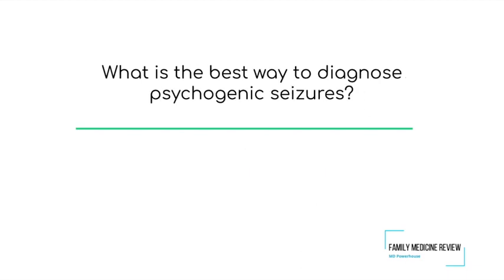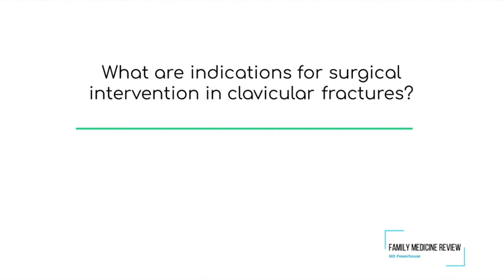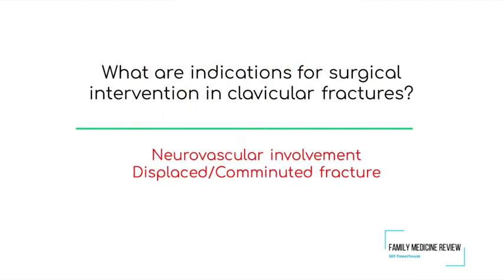What is the best way to diagnose psychogenic seizures? Video EEG monitoring. What are indications for surgical intervention in clavicular fractures? Neurovascular involvement or a displaced fracture. So if they don't have these, then typically it's non-operative management with like the figure 8 cast. But if they do have them, then you have to go ahead and have surgical intervention.